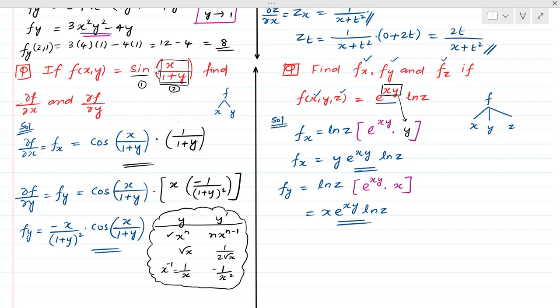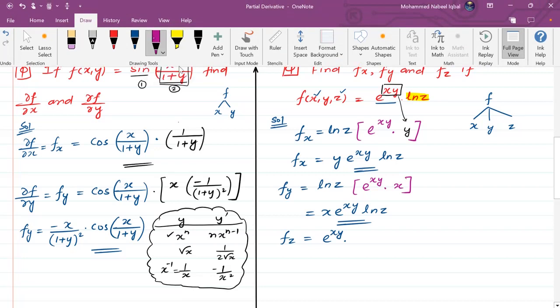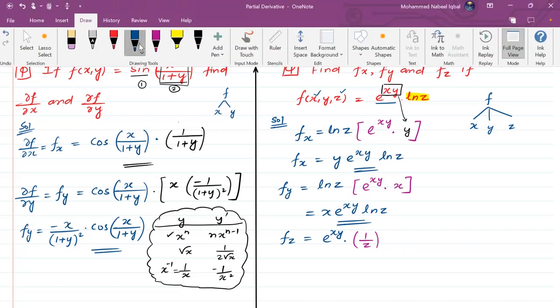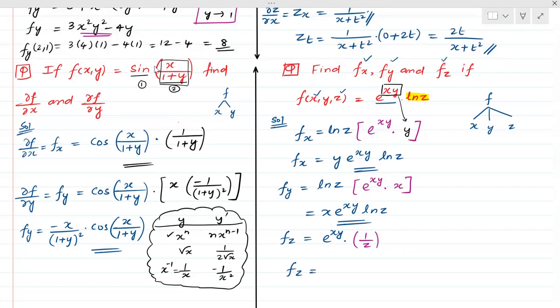That's it. Now the last one, fz. What is fz? When you differentiate for fz, the x and y are constants. So here we will get the e power xy. There is no z term, it is a constant term. Now you have to differentiate only the z term, which is ln z. What is the ln z differentiation? It is equal to 1 over z. So the final answer is fz is equal to e power xy over z. That's it. This is the final value.